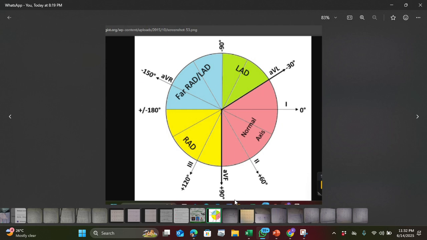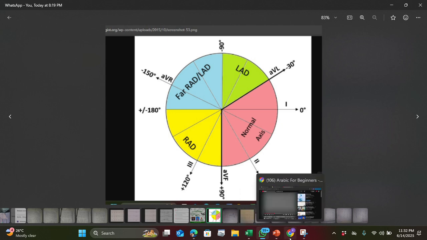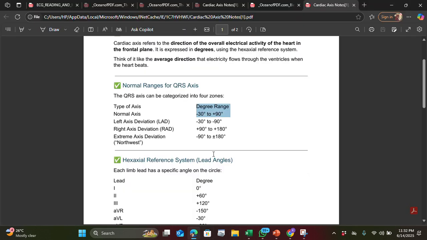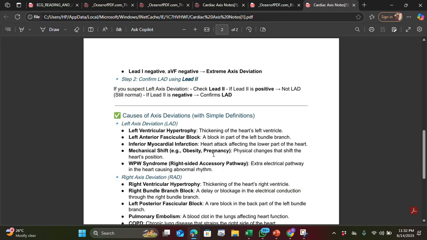So yeah, let's go into checking for axis. We now need to check an ECG strip. Let's go into that. This is just the simple, easy method, the first method. The second method is in the second video.